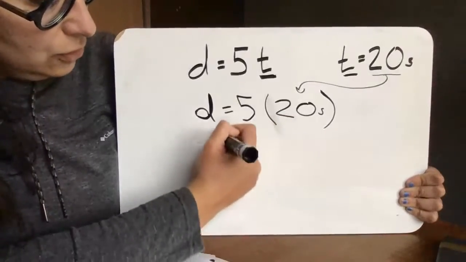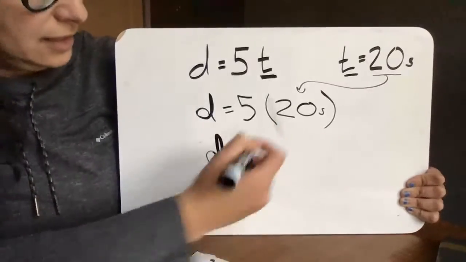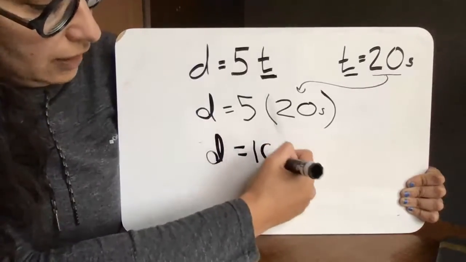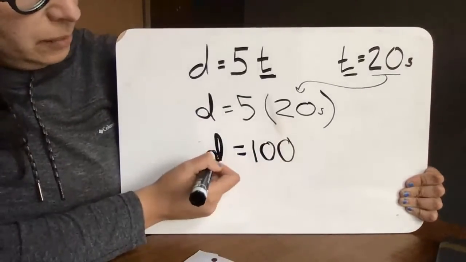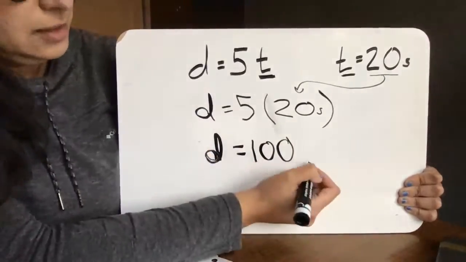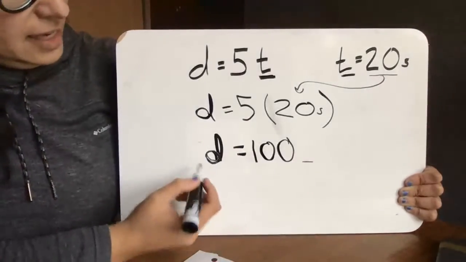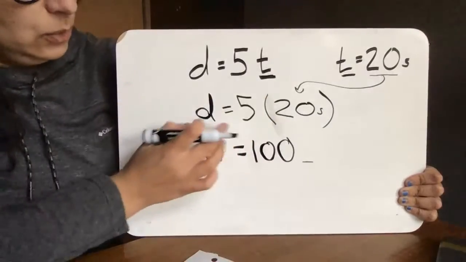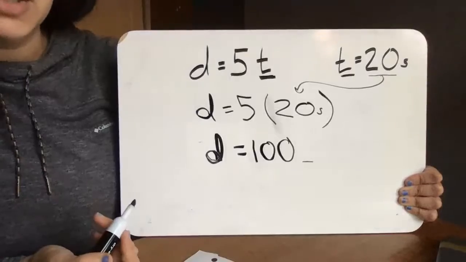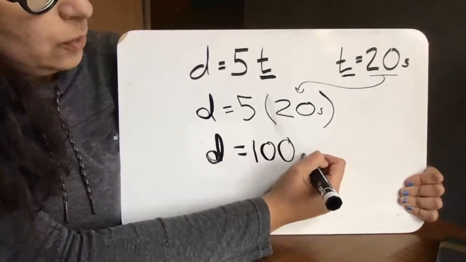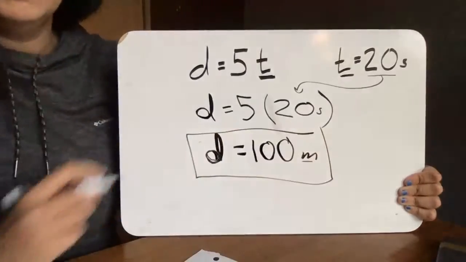And from there, you just do the multiplication and you say, all right, well, 5 times 20 is 100. So we've got 100 as the number for our answer. But then we've got to ask ourselves, what are the units? What are we measuring? Well, this is a distance versus time graph, and I told you that the units for the speed were meters per second, which means we're measuring distance in meters. So it's 100 meters, and that is the complete answer.